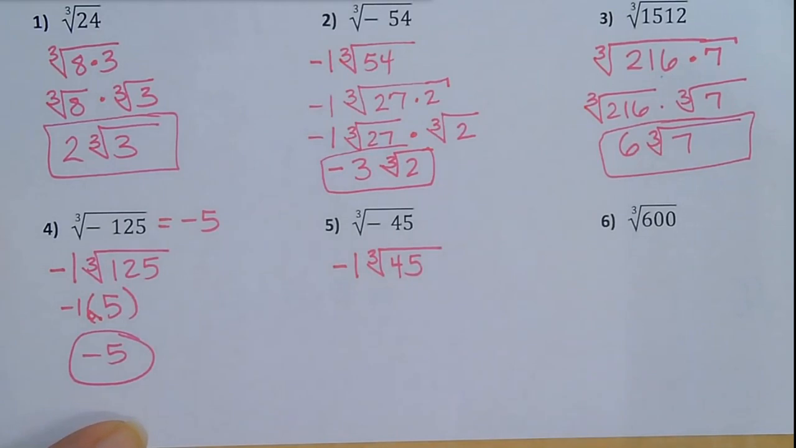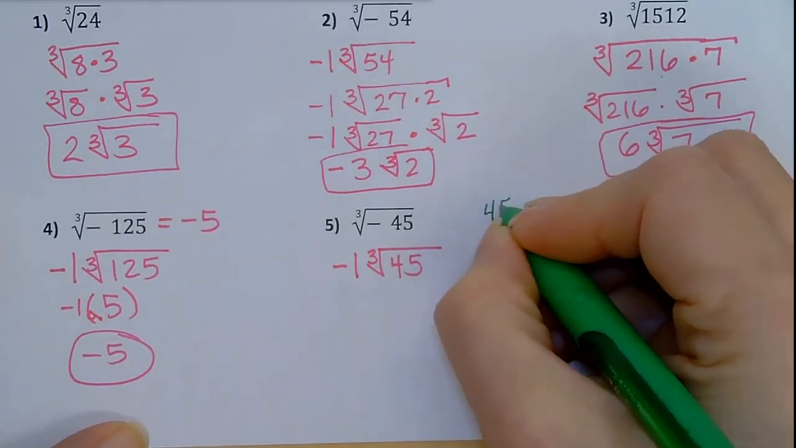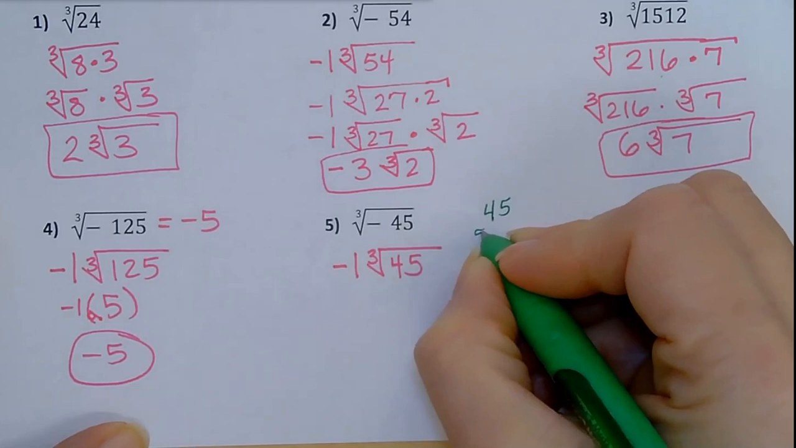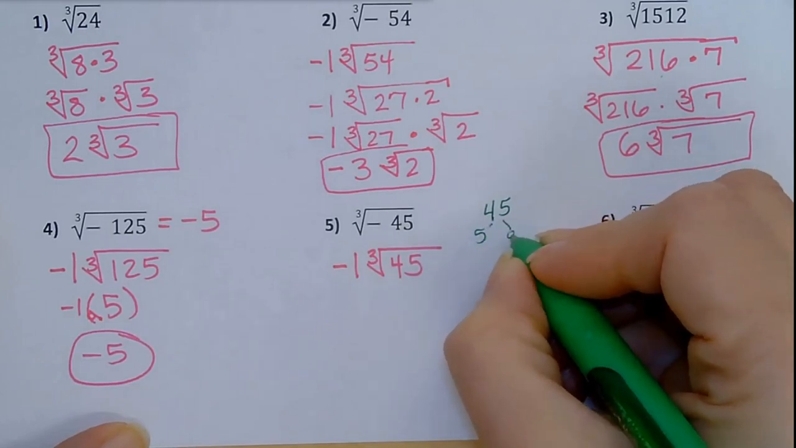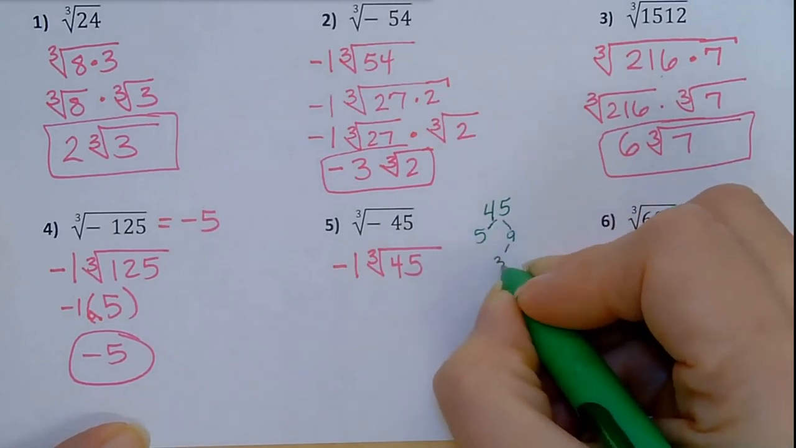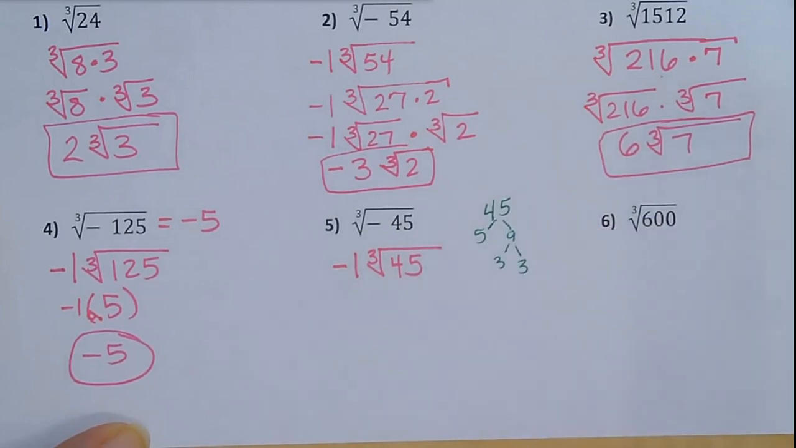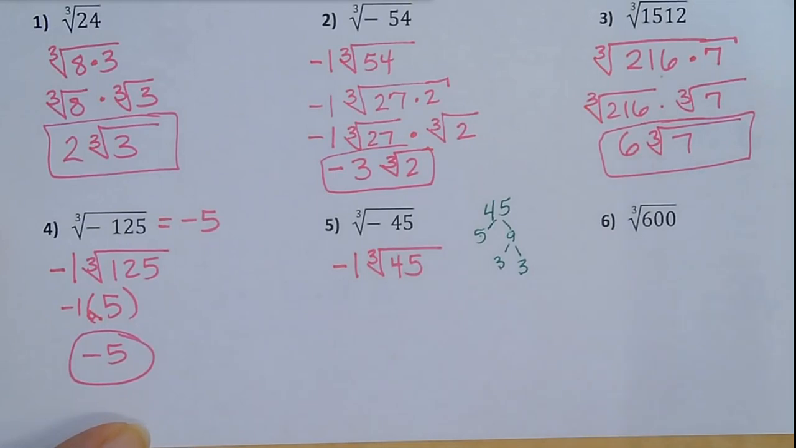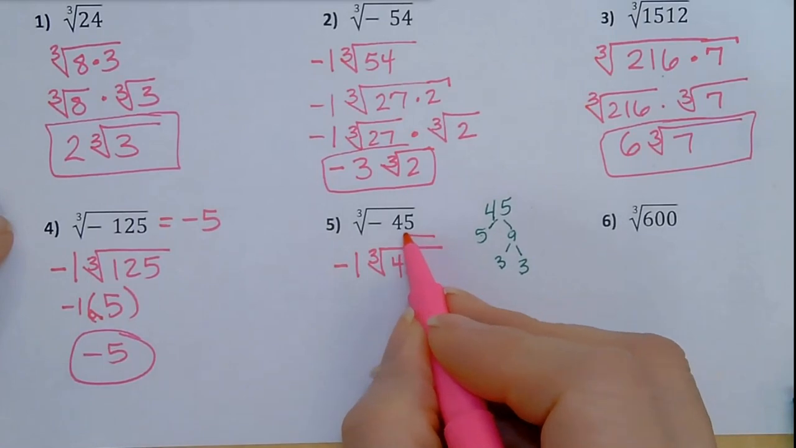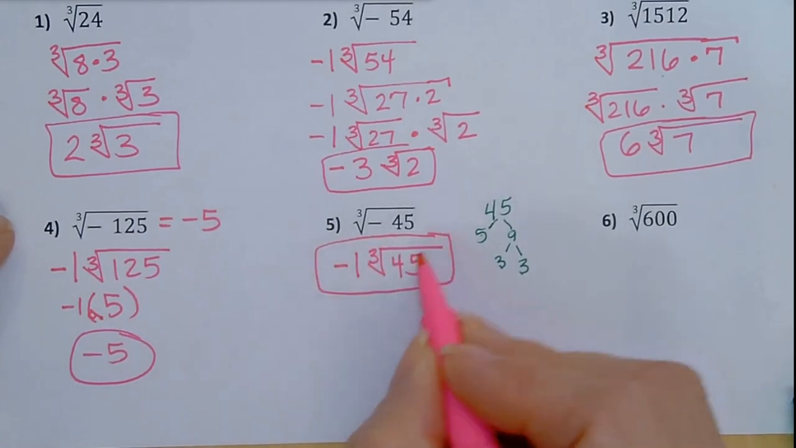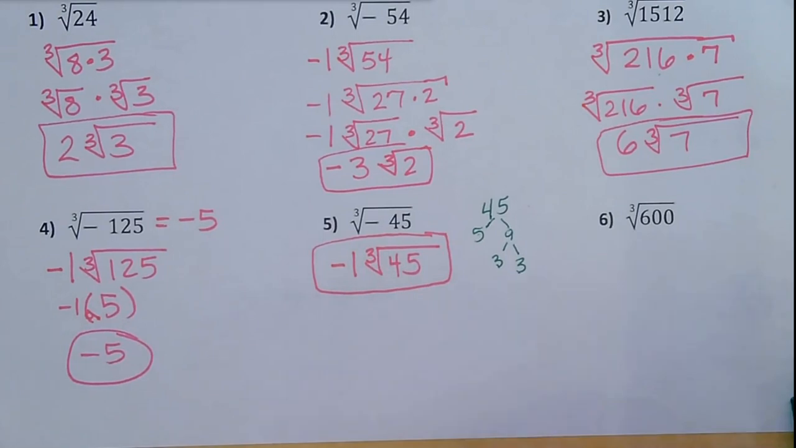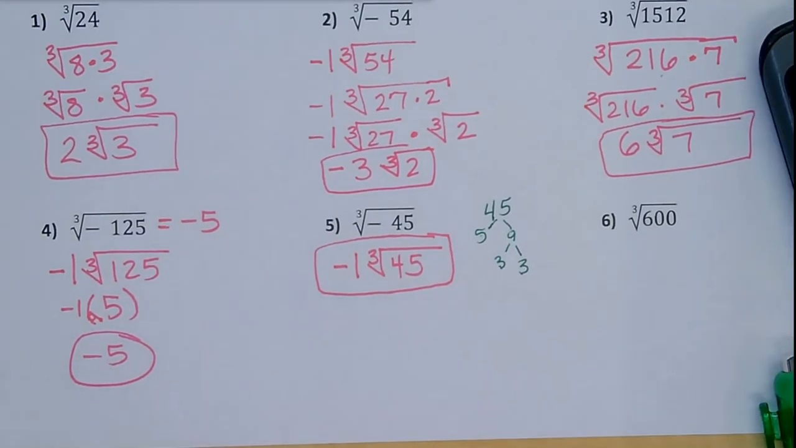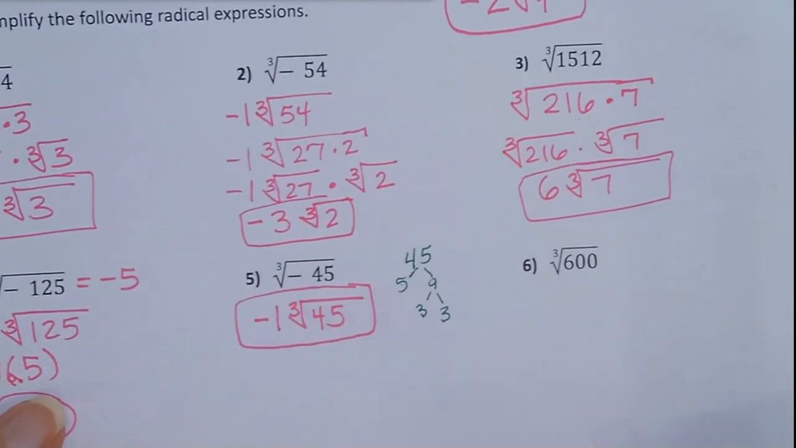Just for kicks, I'm going to try it with factorization. So 45, I know that I can do 5 times 9. 9 is 3 times 3. There aren't any triples here. There's a singleton and there's a pair, so I can't pull any triples out. I don't think I can do any more than that, so that's my answer. Please do pull the negative out when you're giving us an answer because we prefer not to have negatives inside our radicals. Okay, number 6.